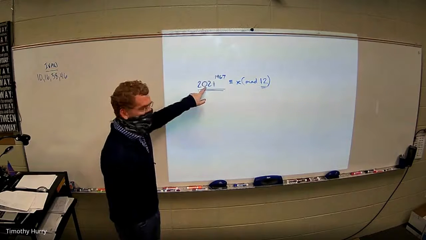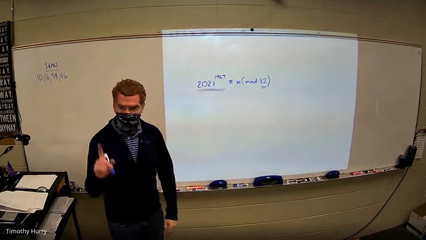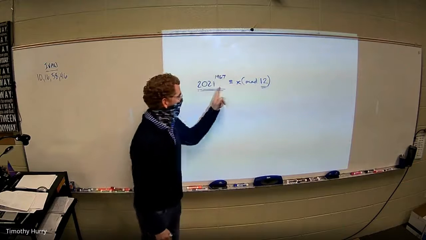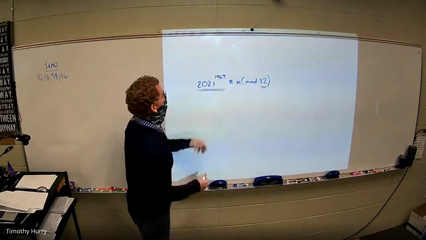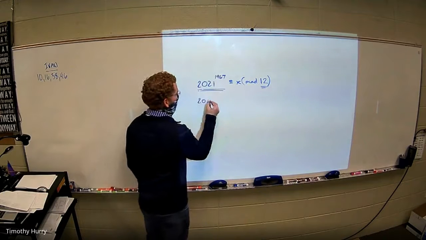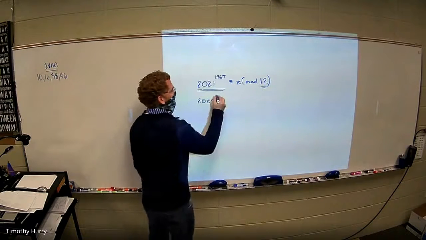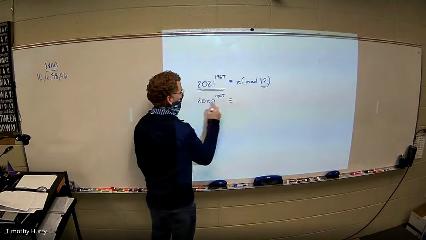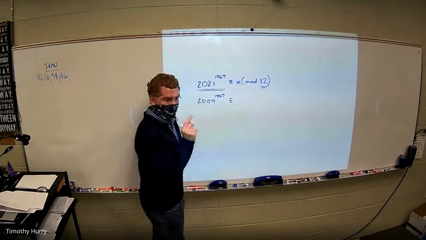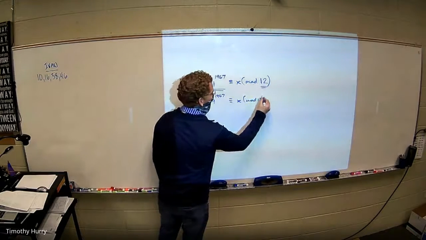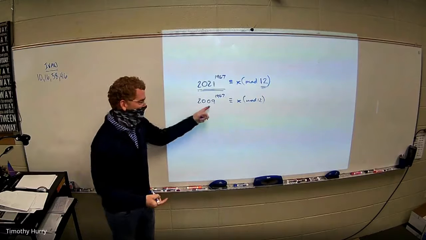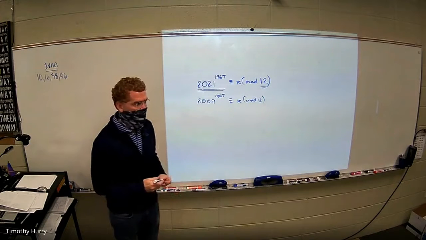To shrink this number down, I can always, A, subtract 12 from it as many times as I want. So I could subtract 12 from that and I get 2009. 2009 to that power has the same remainder as 2021 to that power. So if you wanted to, you could do that, although that's going to take you a lot of time as you continue to subtract 12s, right?